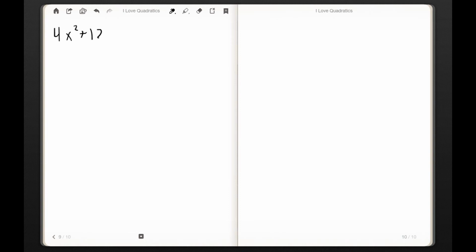Okay, now we're going to take a look at an inequality with yet another type of solution that we haven't seen yet. If we do the discriminant on this one, we will get 12 squared minus 4 times 4 times 9. This is 144 minus 144. So the discriminant is 0, which means it's touching the x-axis.